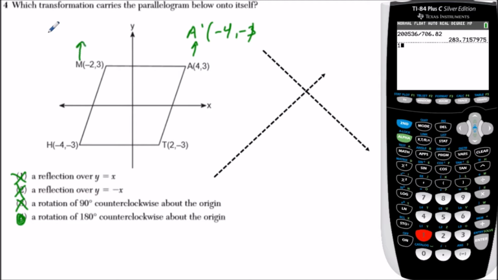The image after following a 180 rotation here would be 2, negative 3, which would map us to point T, and the same technique on H and T would map us to A and M. So it is going to be choice 4 for this question.